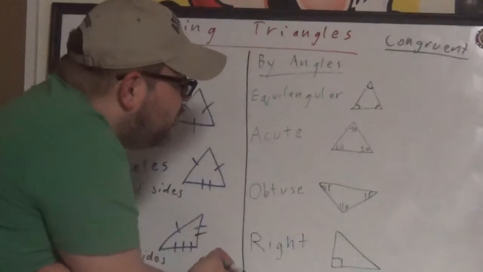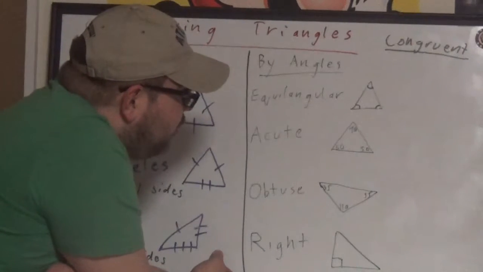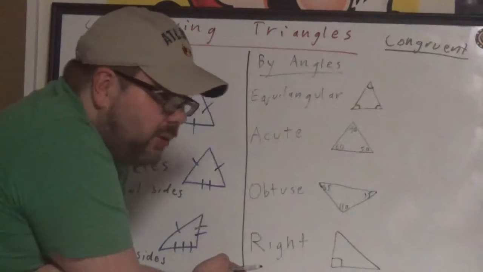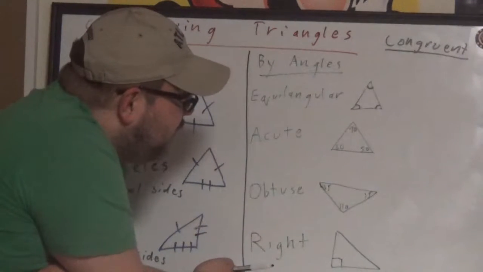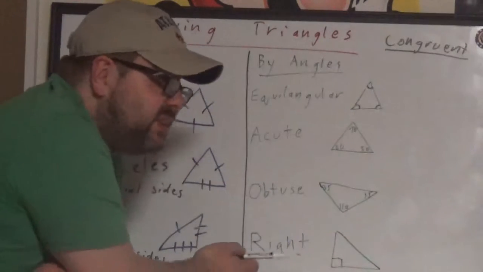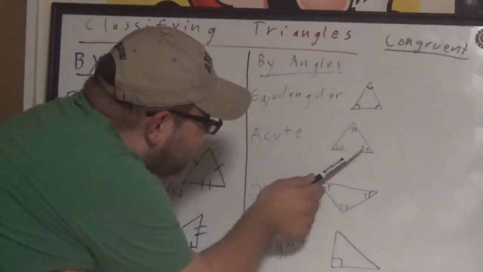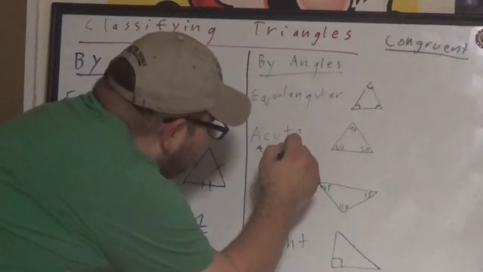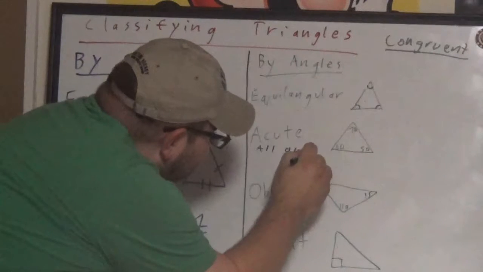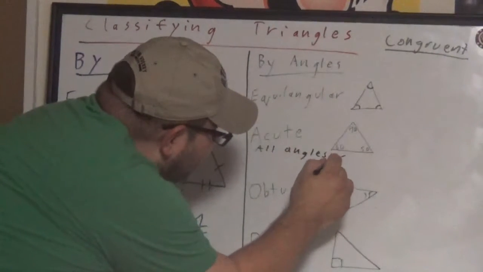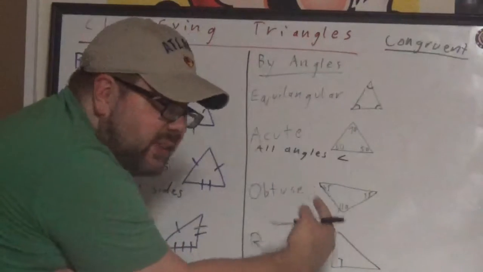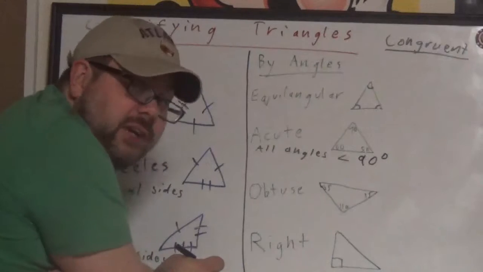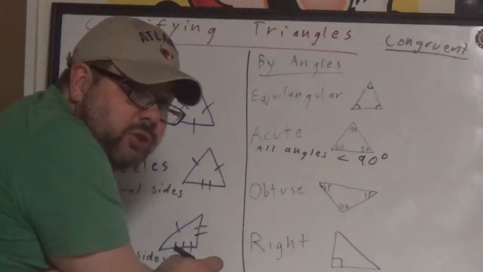Next one is an acute triangle. The next three actually are ones you probably learned long ago, like in elementary school. But an acute triangle, now the numbers listed here are 70, 60, and 50. An acute triangle means all angles are less than 90 degrees. So if every angle is less than 90, it's an acute triangle.